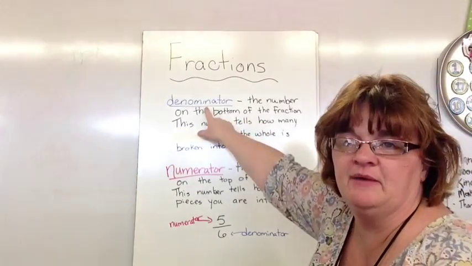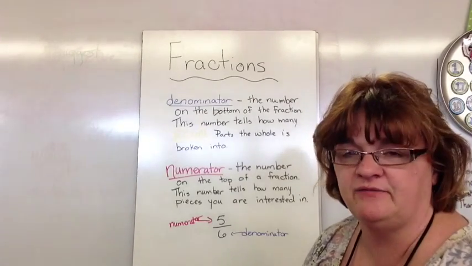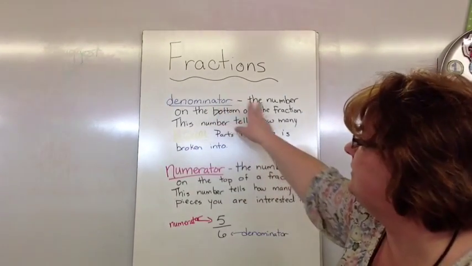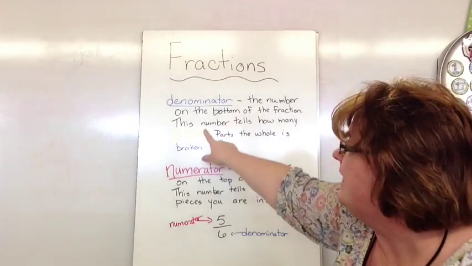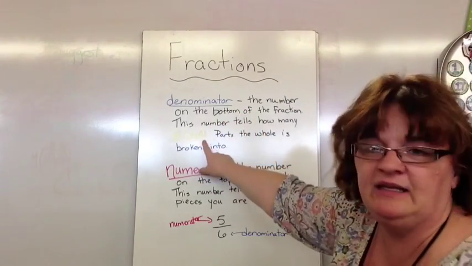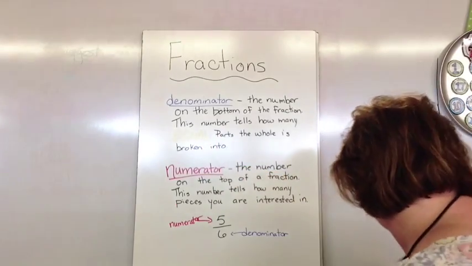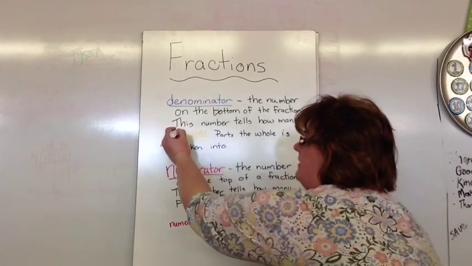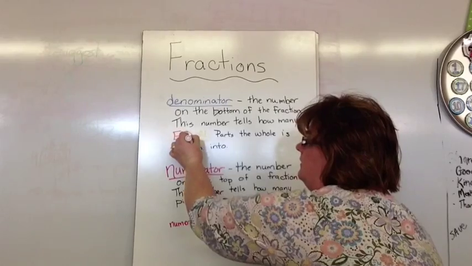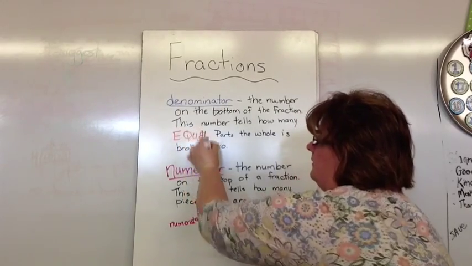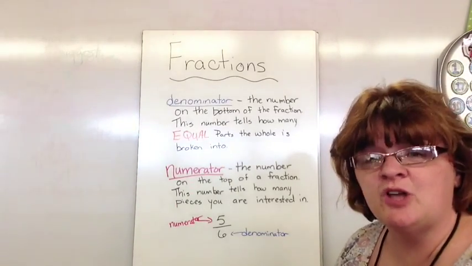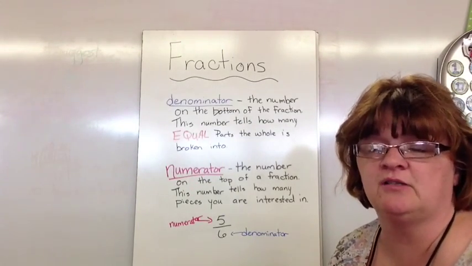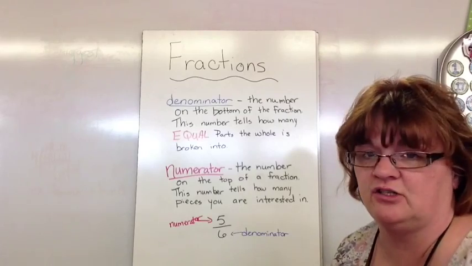We all know the denominator. Now, this is something that we've been over in class a few times already. The denominator is always the number on the bottom of the fraction. Okay? This number tells how many equal parts the whole is broken into. Now, remember, when we're talking about fractions, it has to be equal parts. If they're not equal parts, they are not fractions.